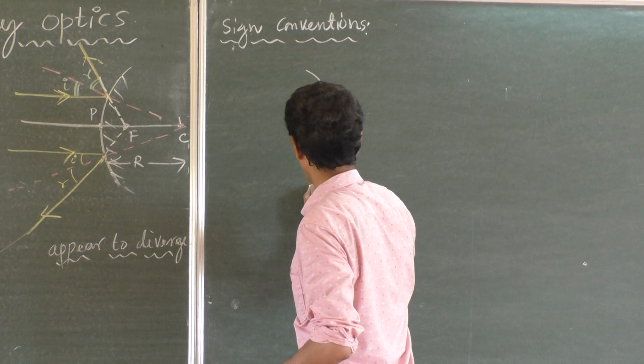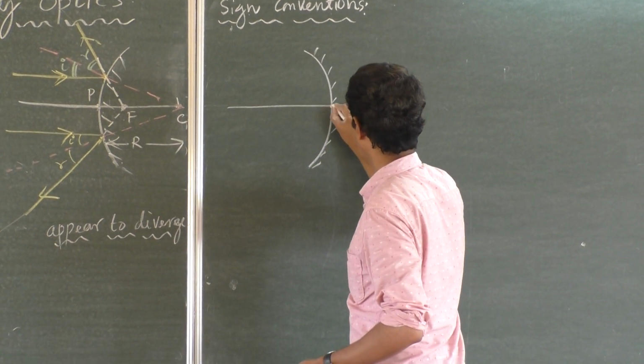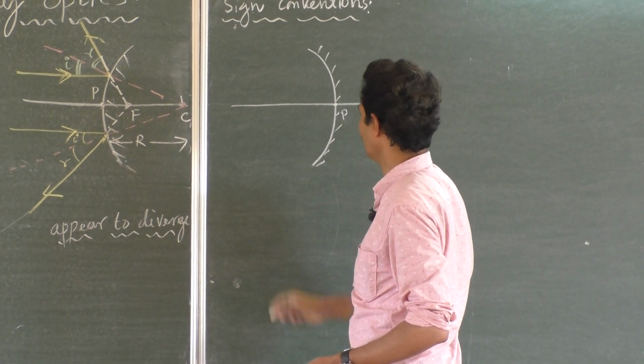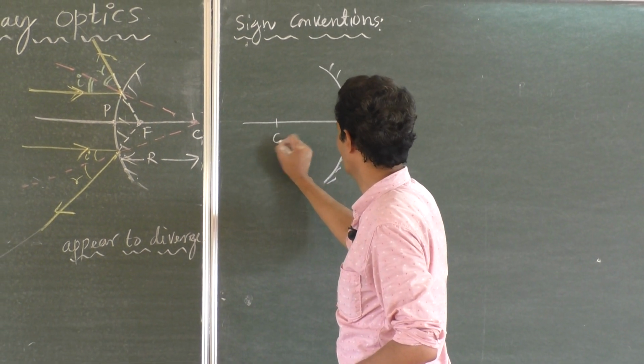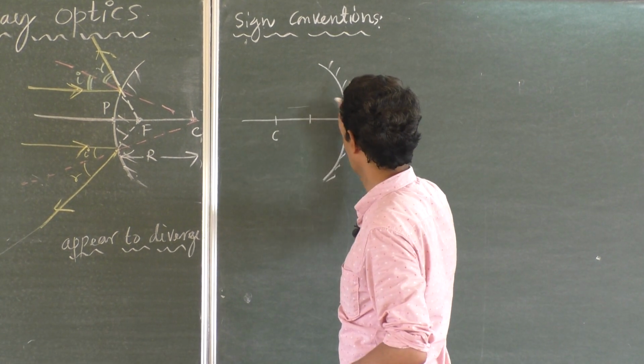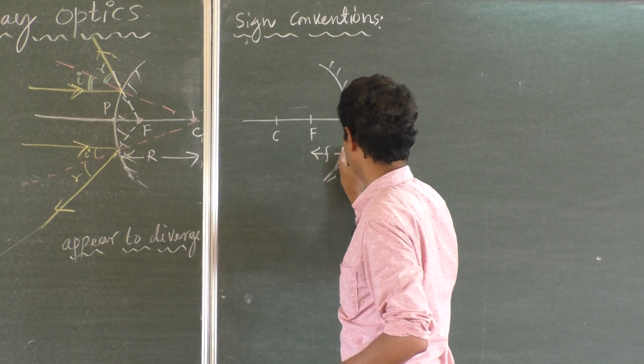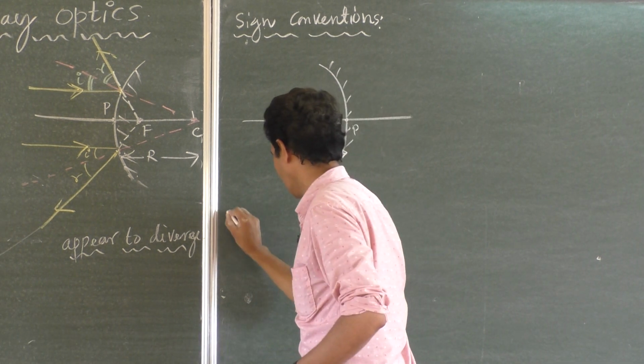For example, I take a concave mirror which reflects from inside. This is the pole, the geometric center is called the pole, and the center of curvature, if you complete this as a sphere, you will get a center. If you incident parallel rays of light, they meet at the focus, and this is called the focal length.